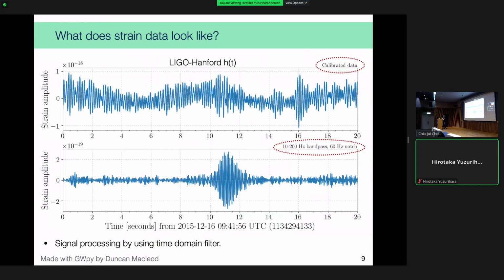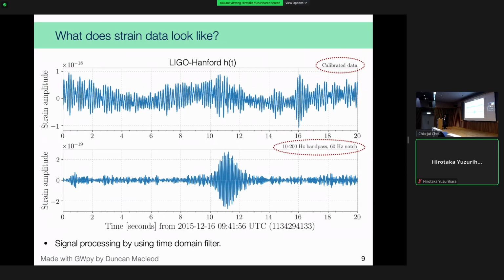So page 9. This is another example of the time domain data. This is O1 data. The top one is raw data, and the bottom one is band-passed data and noise notch filter data. Here we focused on 10 hertz to 100 hertz by applying a band-pass filter. Also 60 hertz was removed from the data because 60 hertz is usually dominated by power line. We are not interested in such frequency, so we removed it.